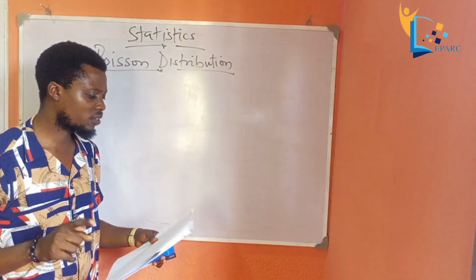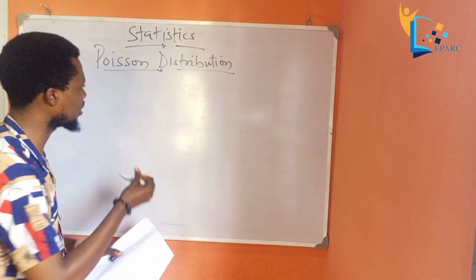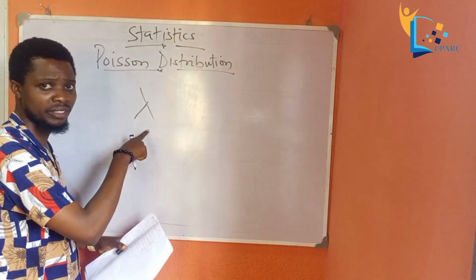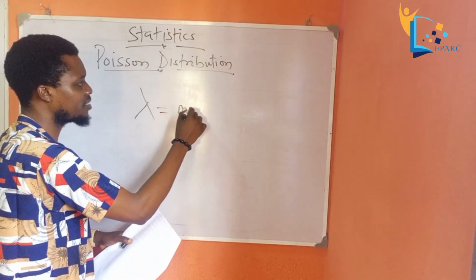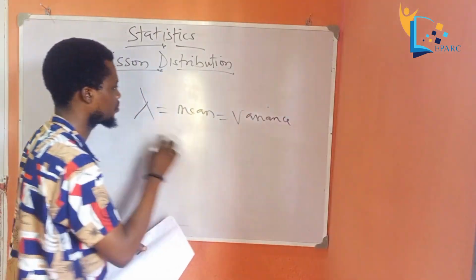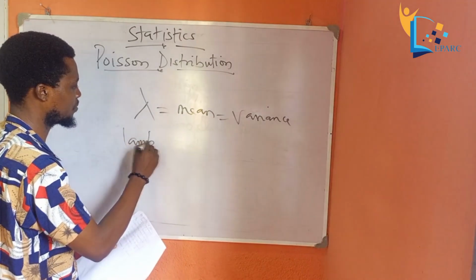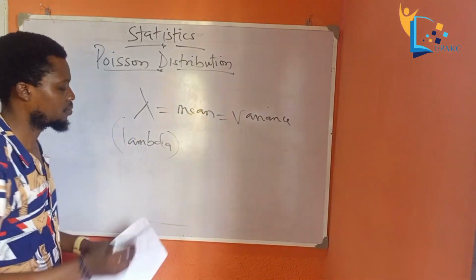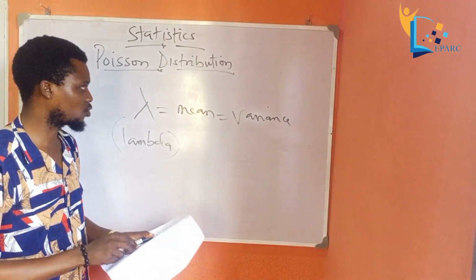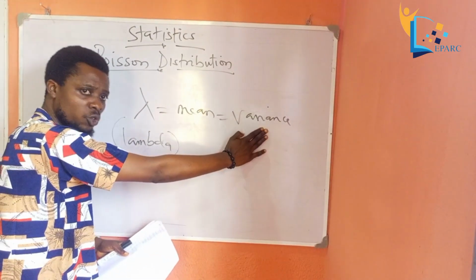Number 2 says it has only one parameter, which is called lambda. It's a symbol called lambda. This one parameter is known as the mean, and it is also the variance.